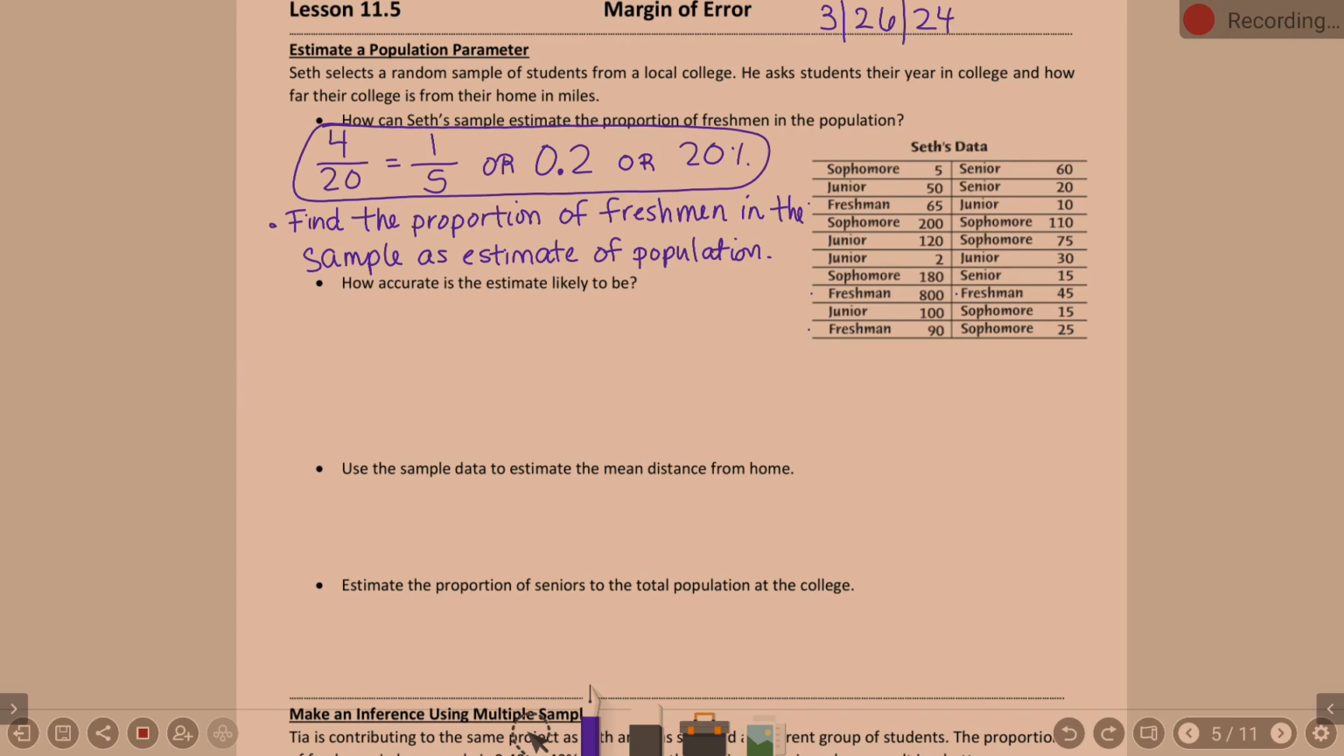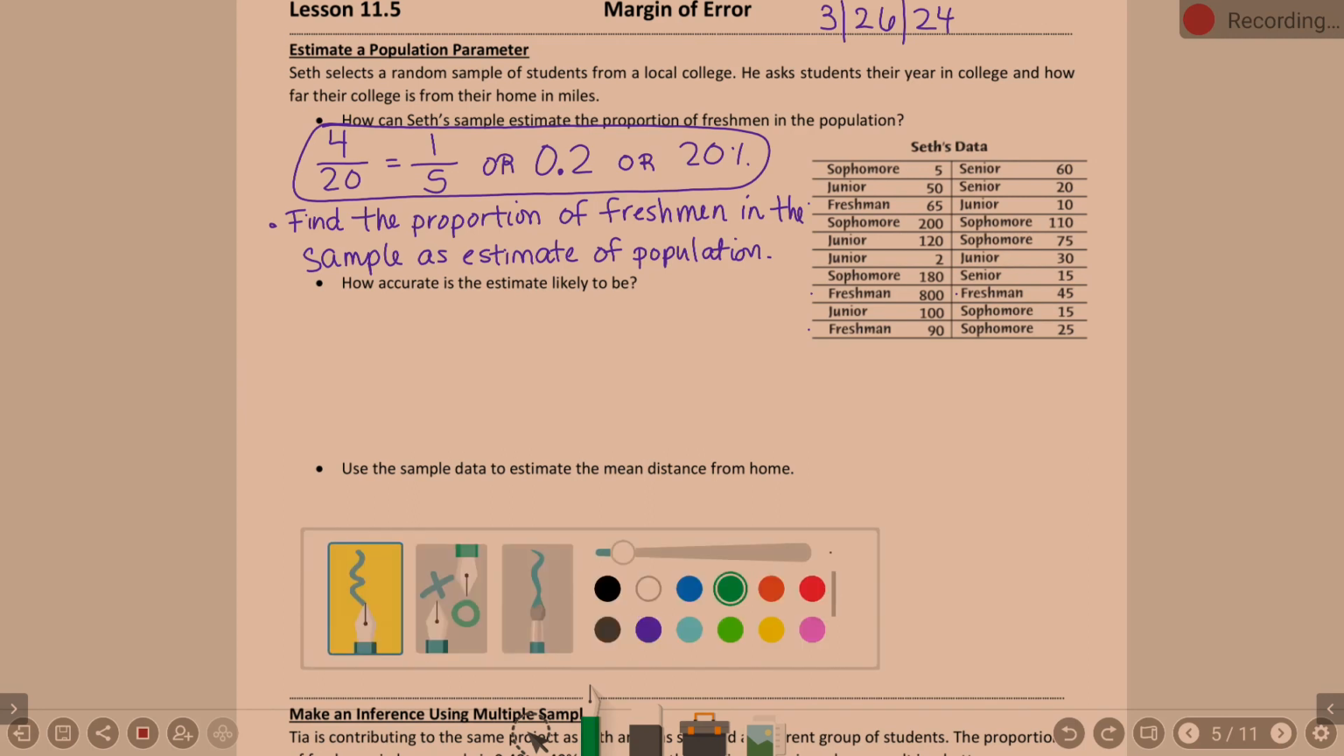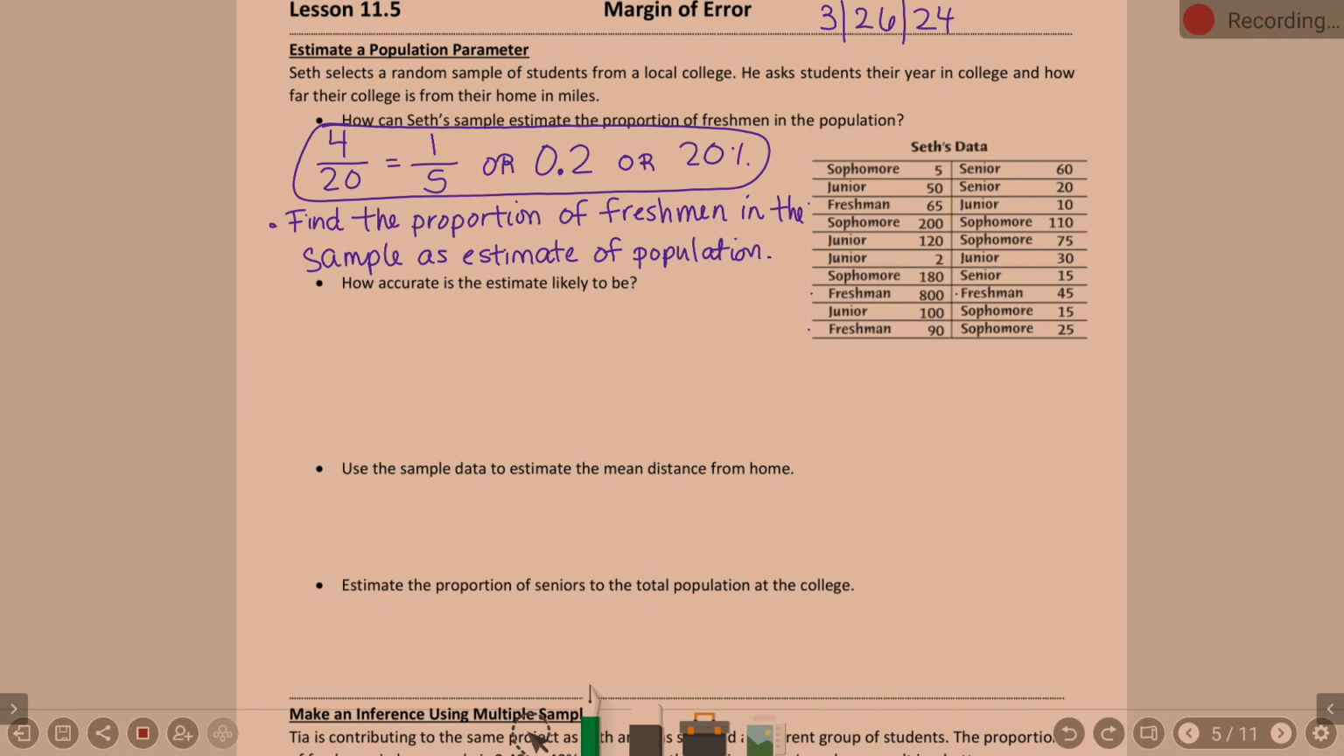Now, when you're ready, read the second question. How accurate is the estimate likely to be? Thoughts? How accurate is this one? What makes a sample more accurate?